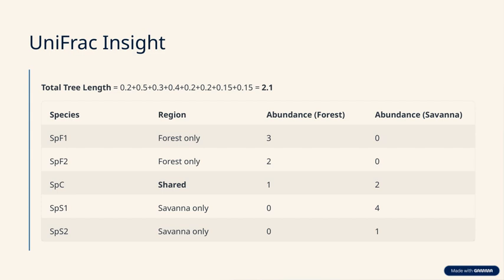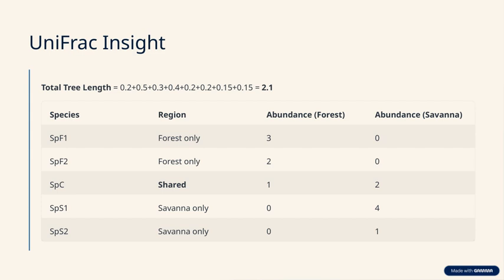Notice how the species are categorized. Some are exclusive to the forest, some are exclusive to the savanna, and others are shared between both regions. For example, SBF1 and SBF2 are only found in the forest, while SBS1 and SBS2 are only in the savanna. SBC, on the other hand, is present in both regions. The abundance data shows us how prevalent each species is in each environment, which can influence how we interpret their ecological roles and evolutionary relationships.